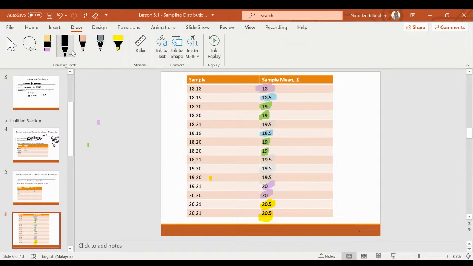Okay, so how many colors do we see here? We see 1, 2, 3, 4, 5, 6, and 7. 7 colors, right?